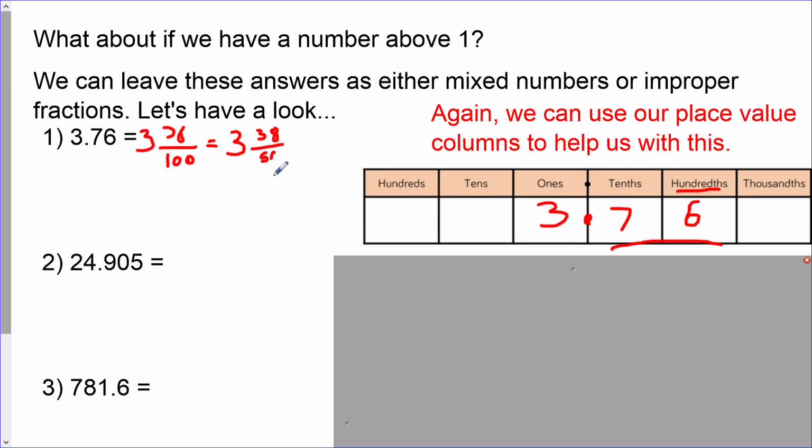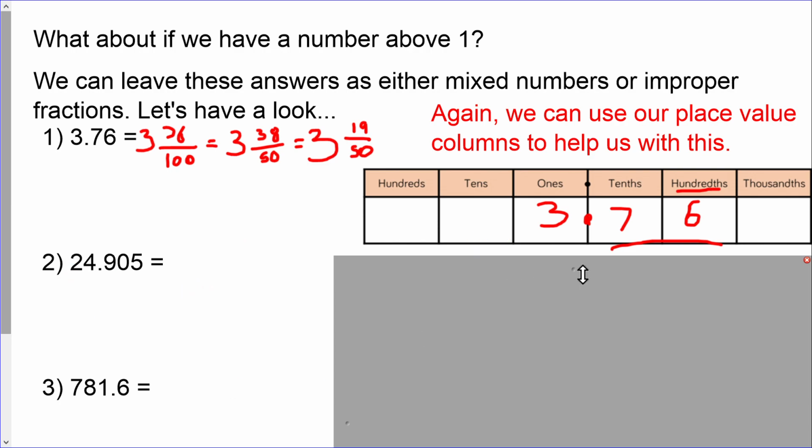We could then simplify it again. Remember, when we are simplifying, the whole number does not get simplified. You cannot simplify 3 wholes, but again, they both go into the 2 times table, so we can simplify it again here.